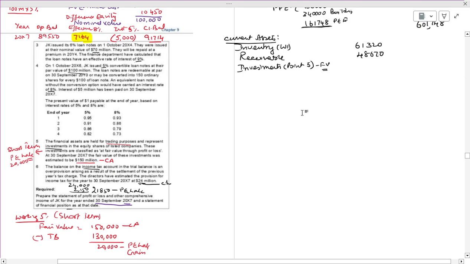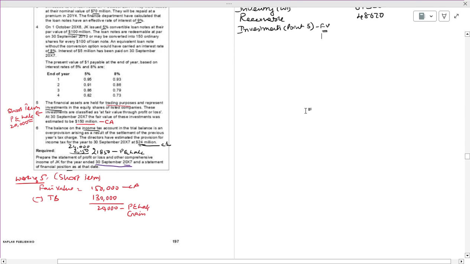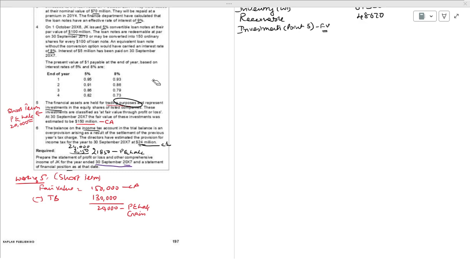We will keep that 130 for long term, right? No. They have said it is for a trading purpose, no? But we need to separate it because what? One is short term and one is long term. Where is it given long term? There is 130. No, my dear, there is one point.